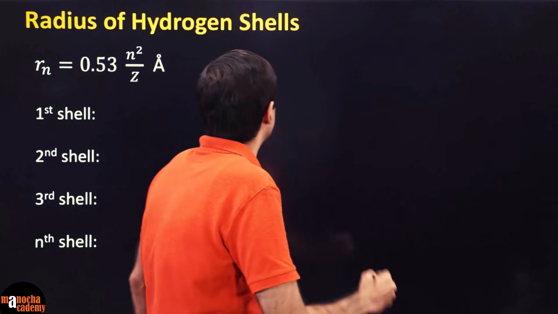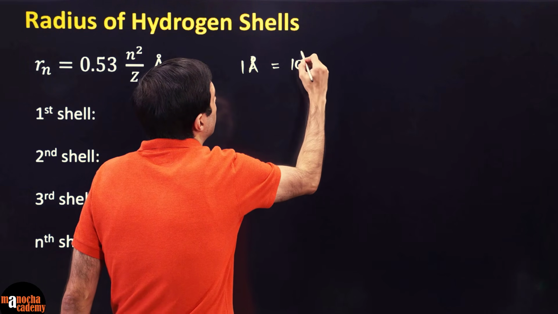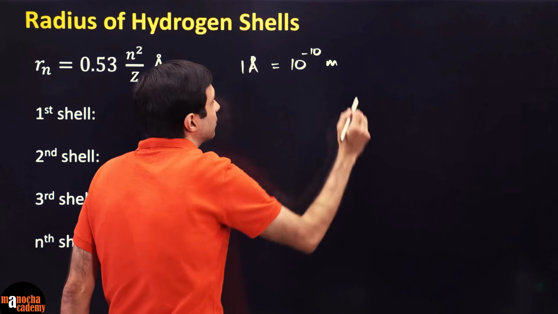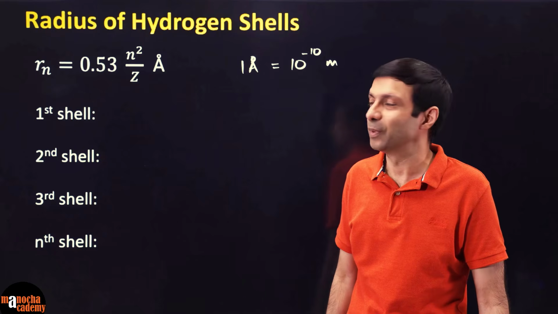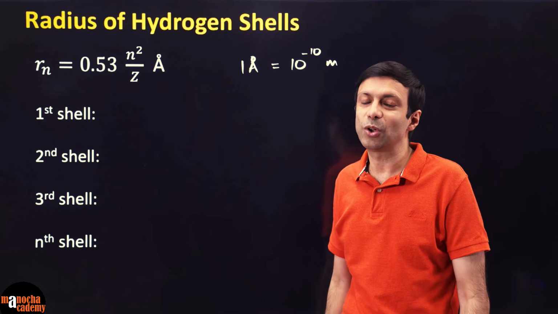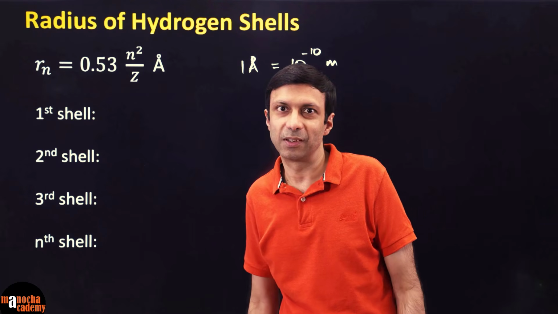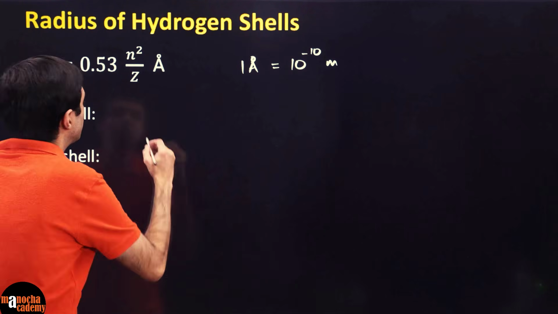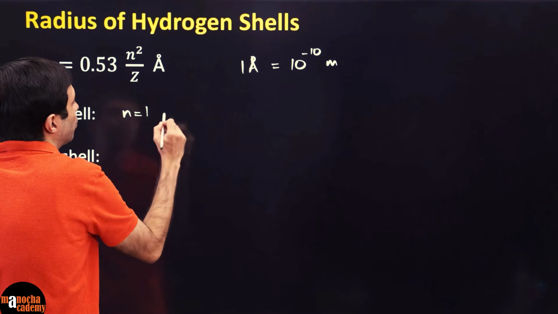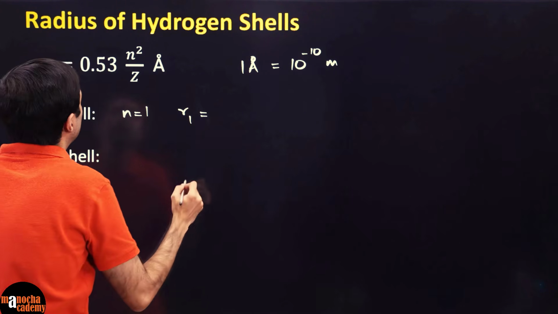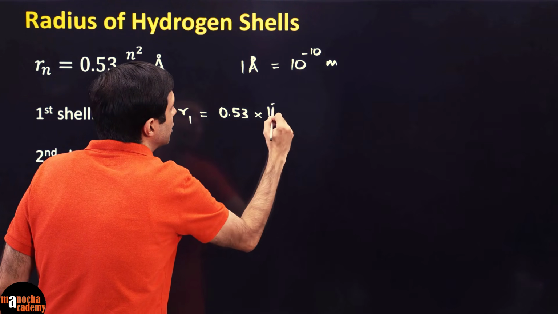You guys remember that 1 angstrom is 10 to the power minus 10 meters. That is the value of 1 angstrom. So let's see what will be the radius of the hydrogen's shells. If you consider the first shell, what will be that radius? You just have to substitute n equal to 1. First shell means n equal to 1. So we can say R1 equal to 0.53 times 1 square.